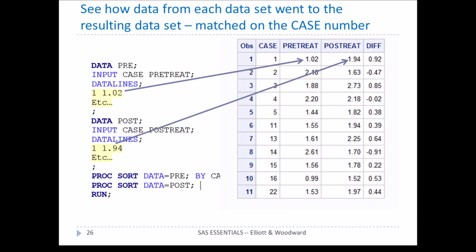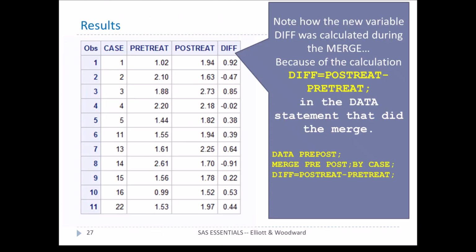So here are the results. Notice here we have the data set pre, and the 1.02 comes from the first data set, and the 1.94 comes from the second data set. So we can see where that now appears in the new data set. And then the column called diff is the difference that we calculated when we did the merge.